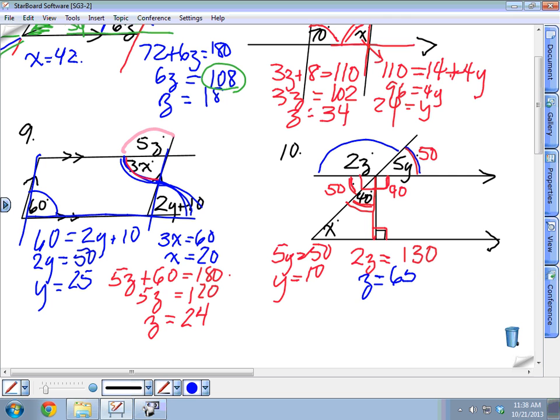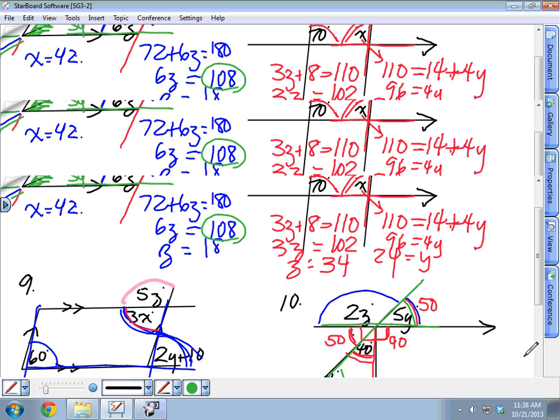So we have that up there, which is 130. What else we got to figure out? X, right? Well, x is what? It's a 50, corresponding angle to 50, isn't it? Because of these two parallel lines and this transversal. So x is equal to 50. Yay, we're pretty much done. Easy one.